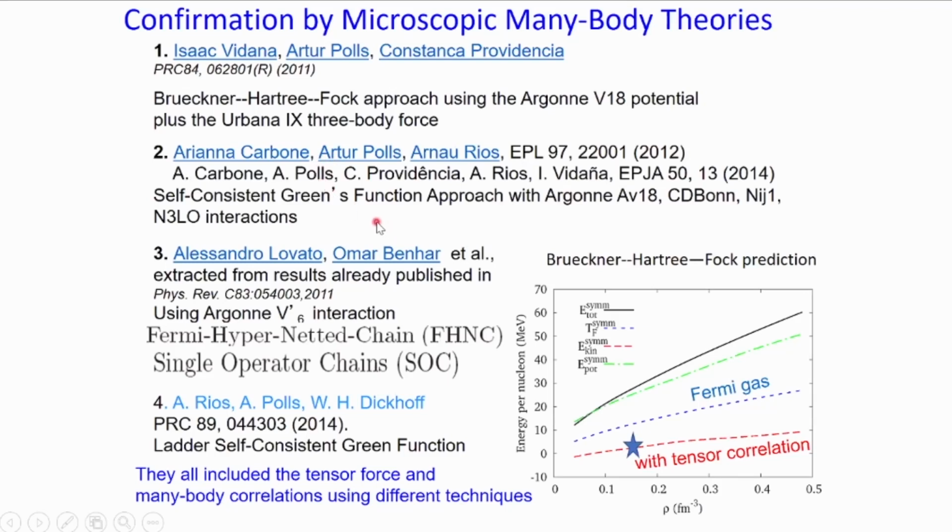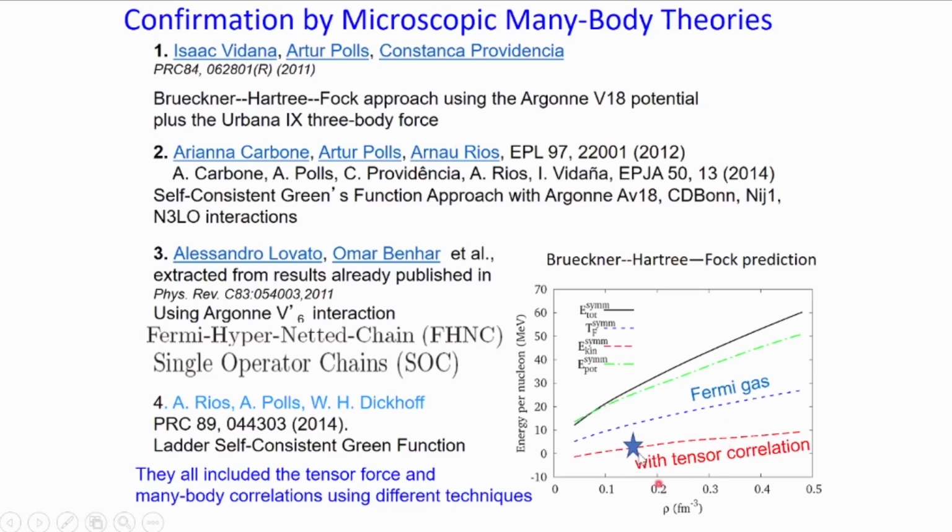Fortunately, there are many experts in the world who do have advanced microscopic many-body theories. For instance, this group in Spain has calculated the different contributions to the symmetry energy using the Brueckner-Hartree-Fock approach. If you look at the kinetic symmetry energy as a function of density from the Fermi gas, without considering the short-range correlation, you have this blue dashed line. When you consider the short-range correlation caused by the tensor force, you have a big reduction.